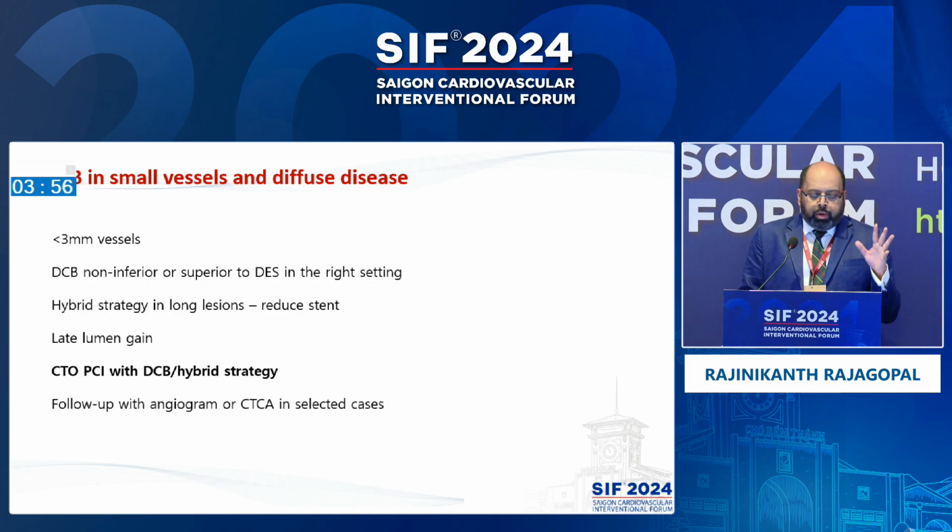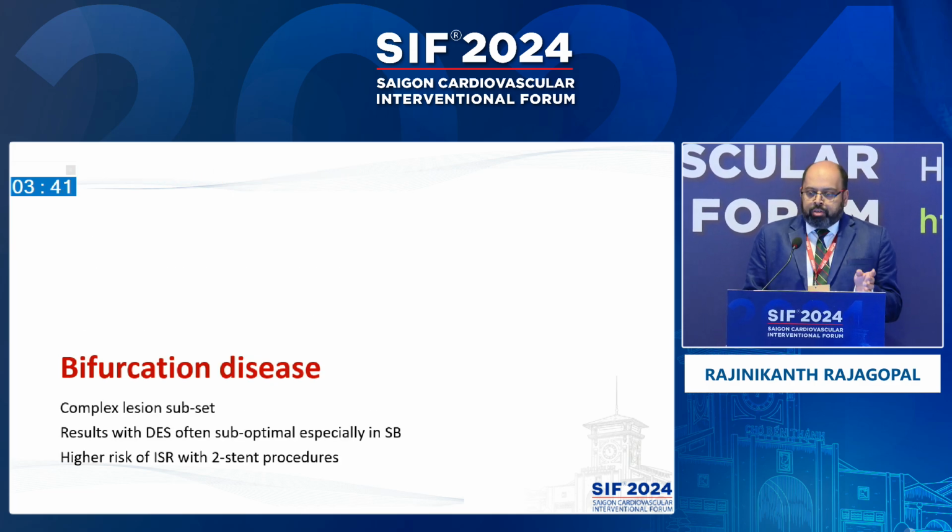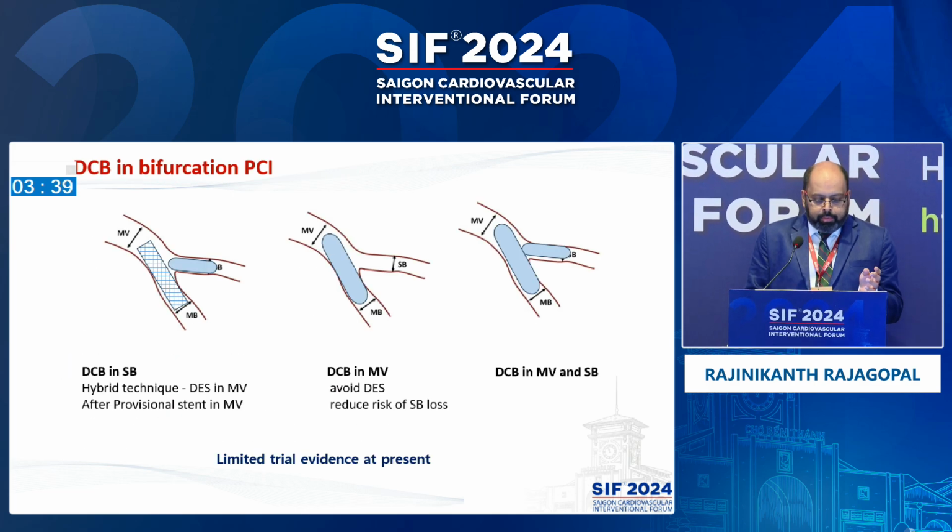All right, so the concept of DCB in small vessels, it's non-inferior. Hybrid strategy in long lesions reduces stent length. You could get late lumen gain. CT or PCI is particularly suited for this, and we could follow up with angiogram or CT in selected cases. Bifurcations is a really strong indication for DCB PCI. Broadly, 3 situations where we can use it.